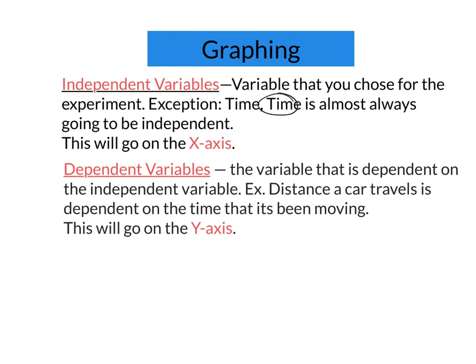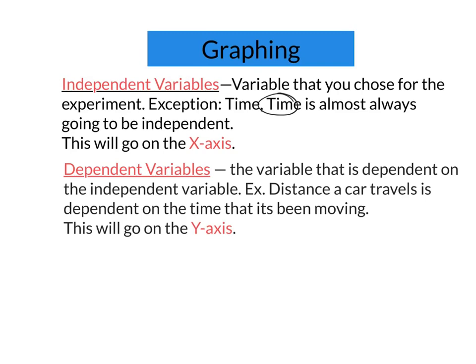The dependent variable is the variable that is dependent on the independent variable. Example, the distance a car travels is dependent on the time that it's moving. So you can't have a car go any distance unless it's traveled for a period of time. So the time is the independent variable on the x-axis, and the distance would be the dependent variable on the y-axis. So those are your two variables.